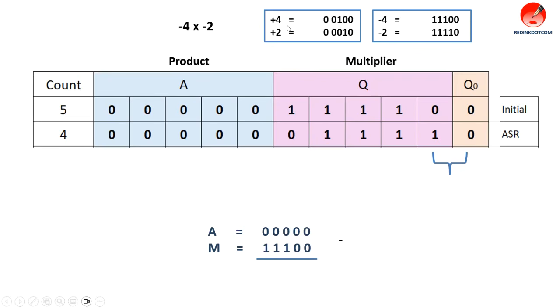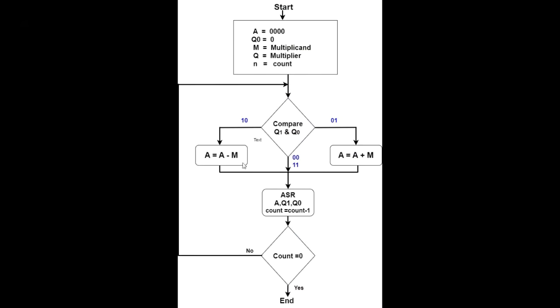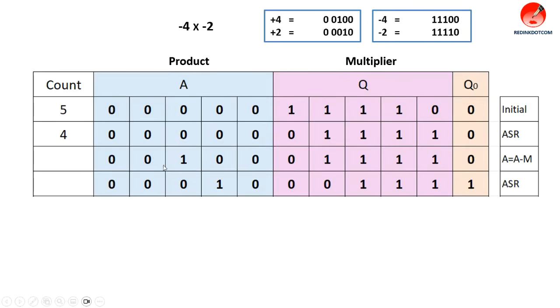00100. That is +4. So instead of M, I can write the 2's complement of M, that is +4 here, and do the normal addition. I can get 00100. So this value can be updated here and we can write the same value for Q and Q naught in the previous result. So this is called A equal to A minus M. So after completing this, we can do the arithmetic shift right. So after apply arithmetic shift right, we can get this value.